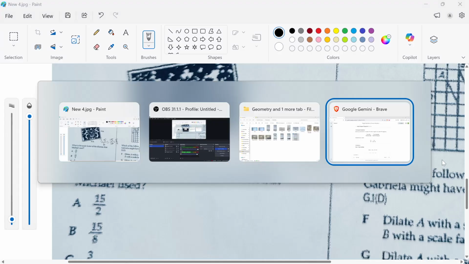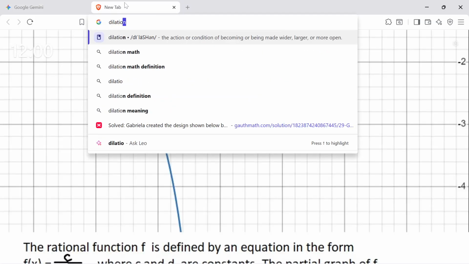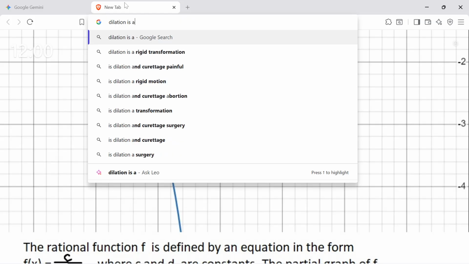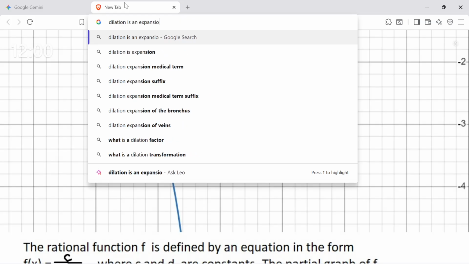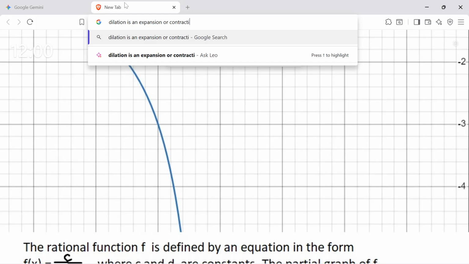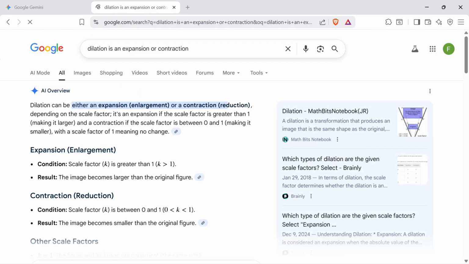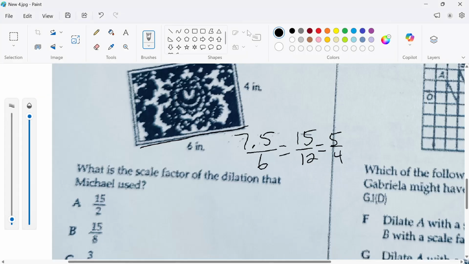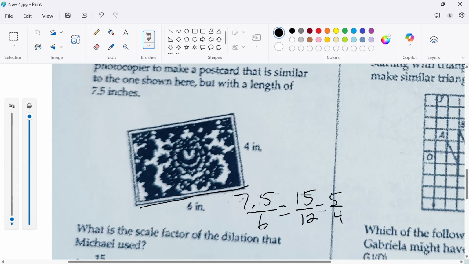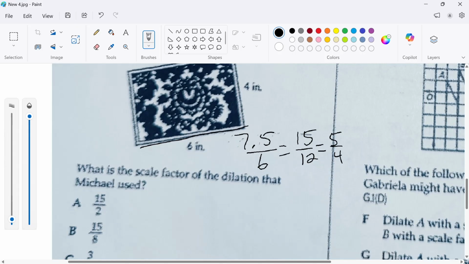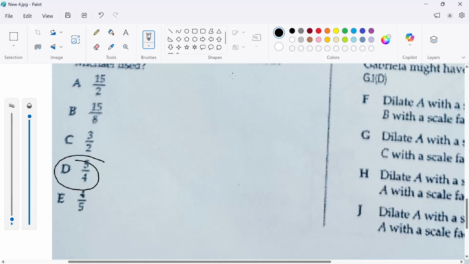A dilation can be an expansion or a contraction. Let me look it up just to be sure. Dilation is an expansion or contraction. If you're not sure, look it up. Just like dilation can be the expansion, enlargement, or contraction, reduction, yes, okay? So I put this card in the photocopier and it made it bigger. So I've got to have the 5 on top, and that's D.